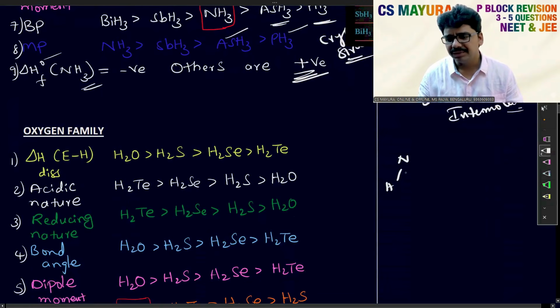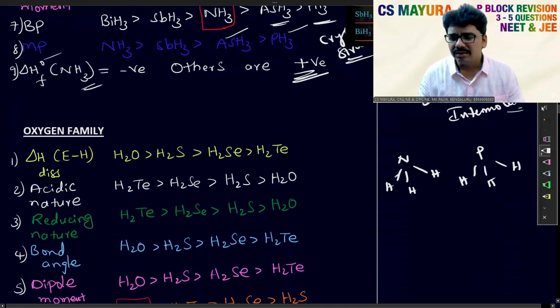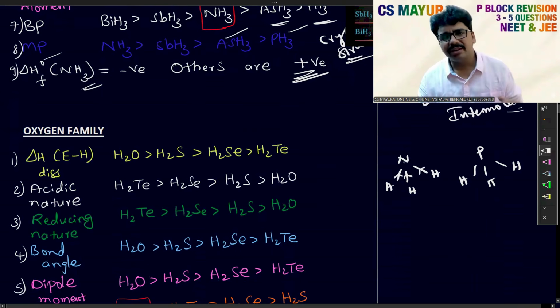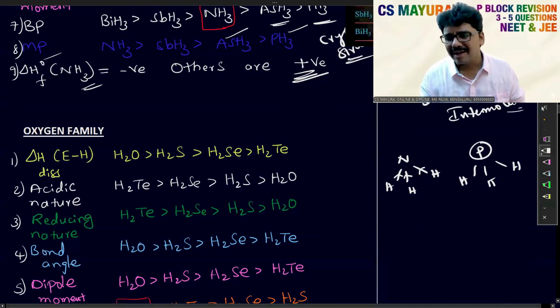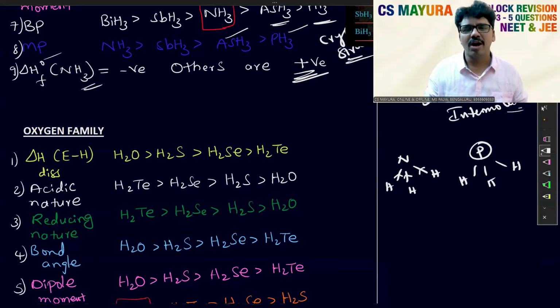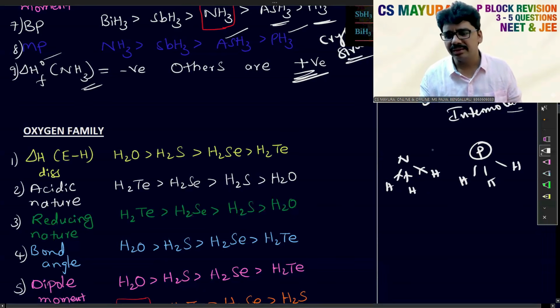Take ammonia, this is NH3. Next, phosphine, this is PH3, right? Now, all three bond pairs are moving towards the nitrogen in ammonia. As the bond pairs move close to the nitrogen, the distance between the bond pairs decreases, bond pair repulsion increases, so bond angle increases. But phosphorus electronegativity is less, the bond pair movement is less, and the change in bond angle is also less. So the ammonia bond angle is greater than phosphine. This is the general concept.